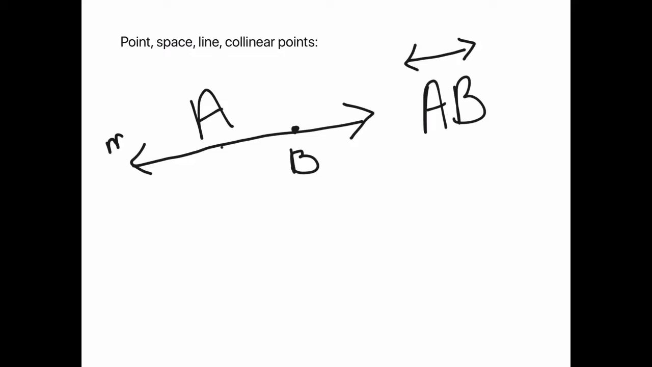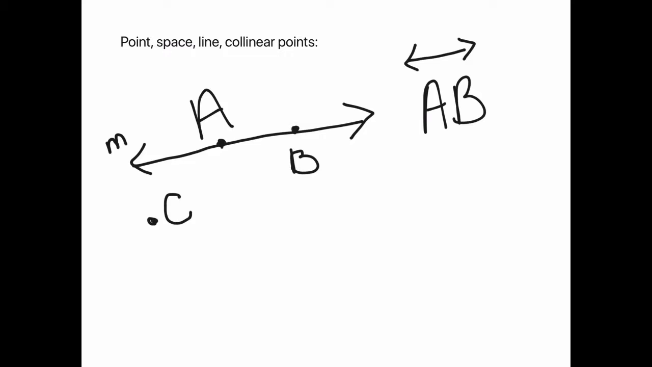So collinear points are exactly what it sounds like. Linear, of course, means line, and co would be like the same. So they're points that lie on the same line. So points A and B here would be collinear because they both lie on the same line. If I put another point out here, we'll call this point C. Point C would not be collinear to A and B because it would not lie on the same line.